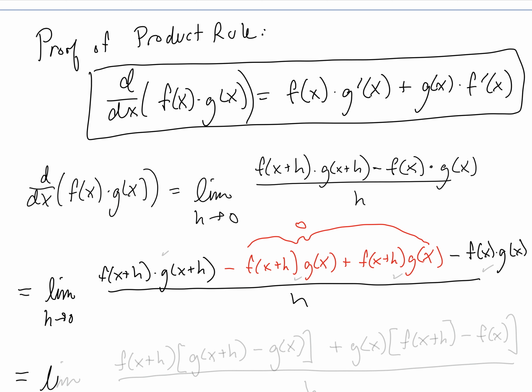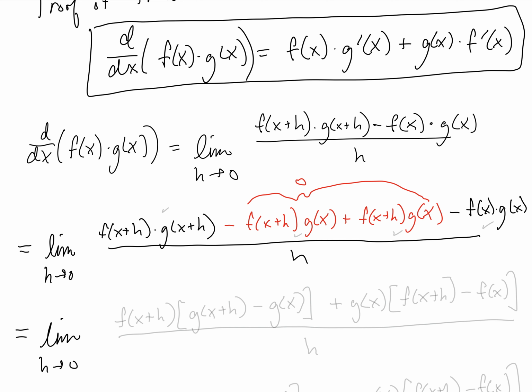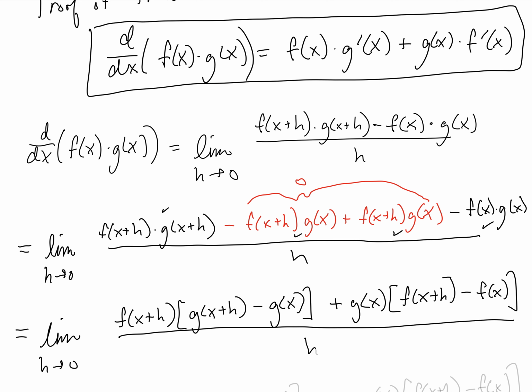So we still have an equal quantity. Now that's equal to the limit as h goes to 0, and we're going to do some factoring. We factor out f of x plus h, which is in this term and also in this term. The first thing it's multiplied by is g of x plus h, minus the second thing it's multiplied by, which is g of x. And then we are also going to factor out a g of x from each of the last two terms. So plus g of x times f of x plus h minus f of x. There was an f of x plus h times g of x and a negative f of x times g of x. So now we've got everything in the numerator, still divided by h.